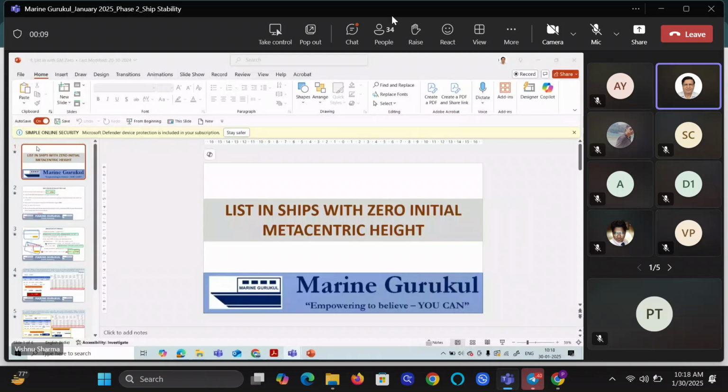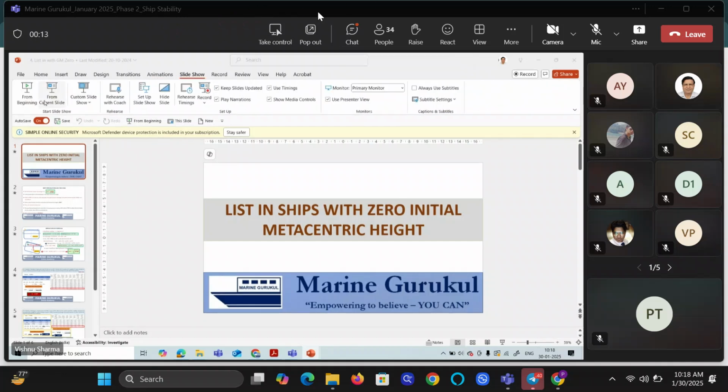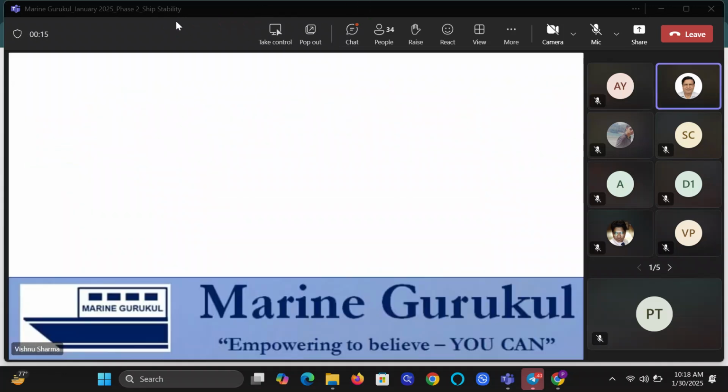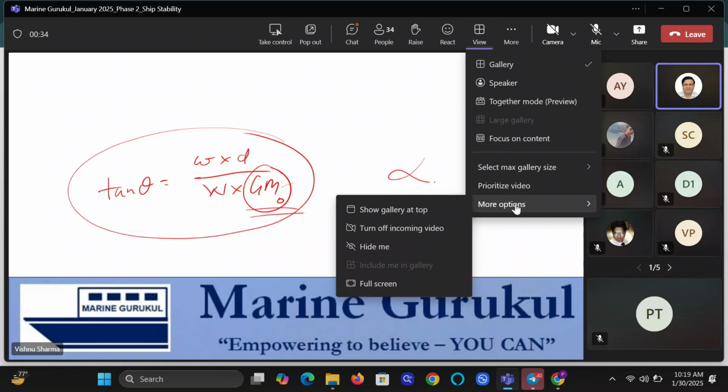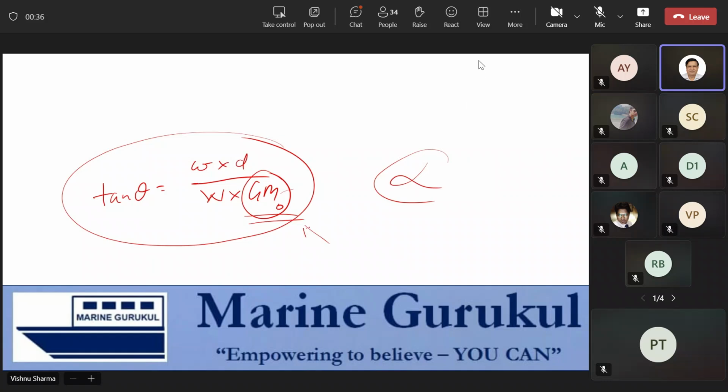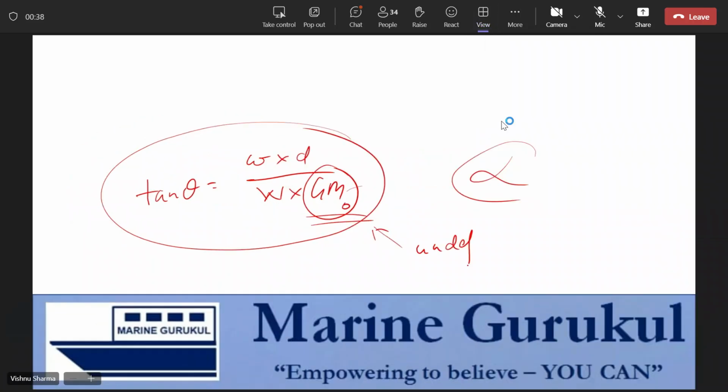When the initial metacentric height is 0. Why? Because the formula for list that you've been using all this while is tan theta equal to w into d upon W into GM initial. Now, if GM fluid initial becomes 0, will this expression be defined, or will it become infinity? It will become undefined or infinity. Am I right, guys?